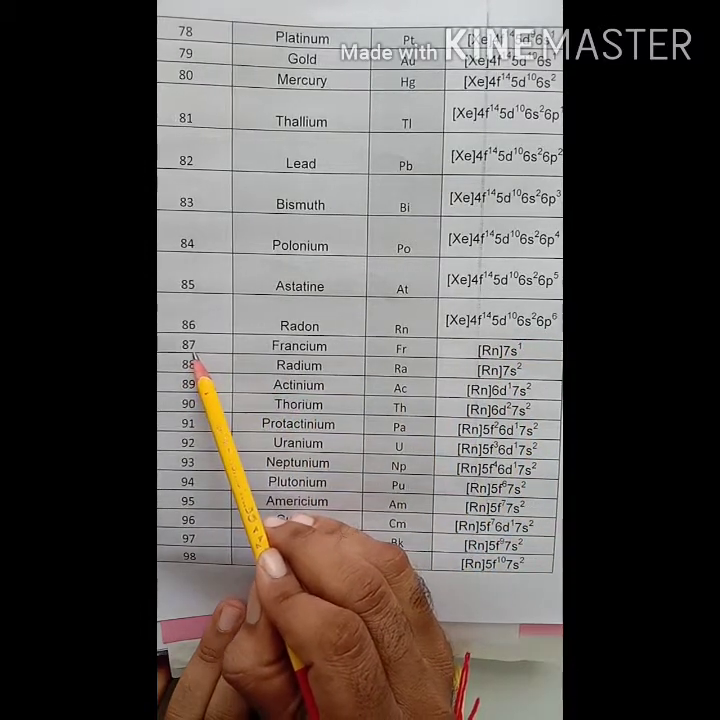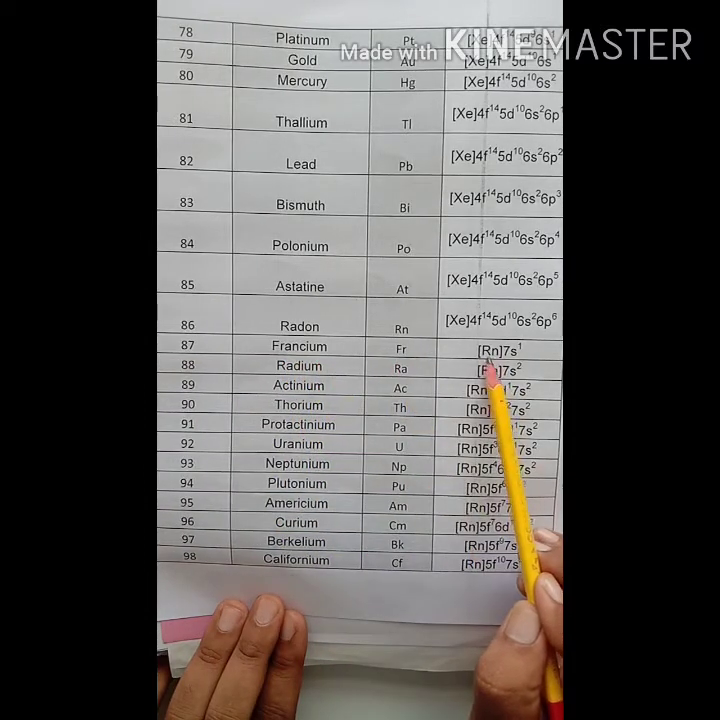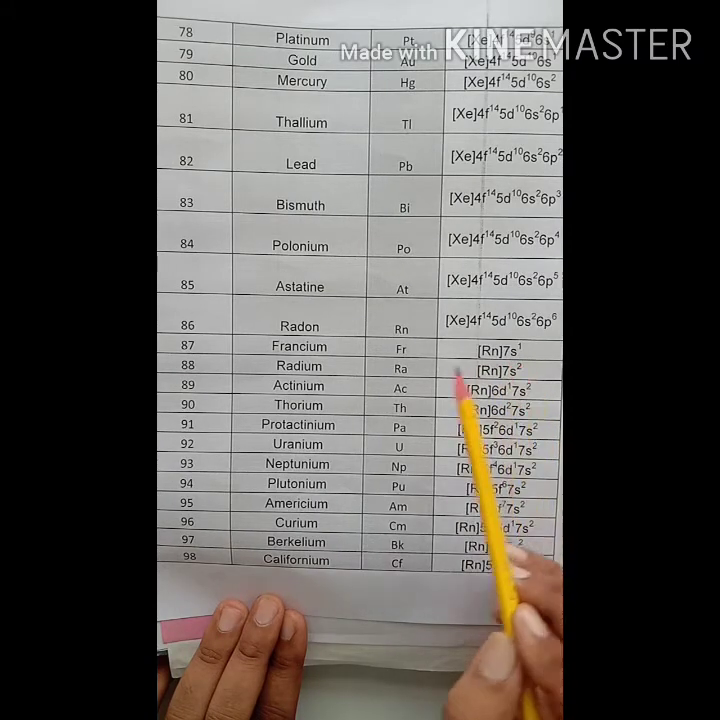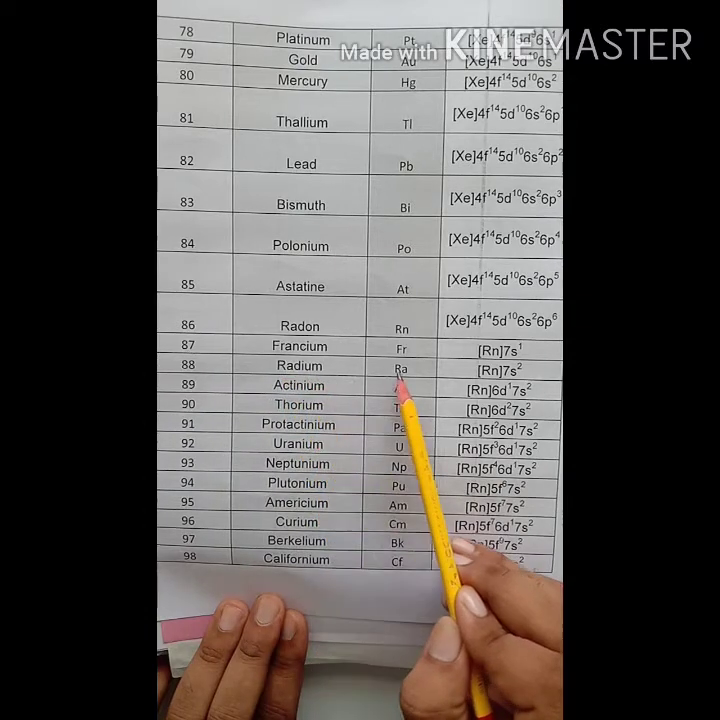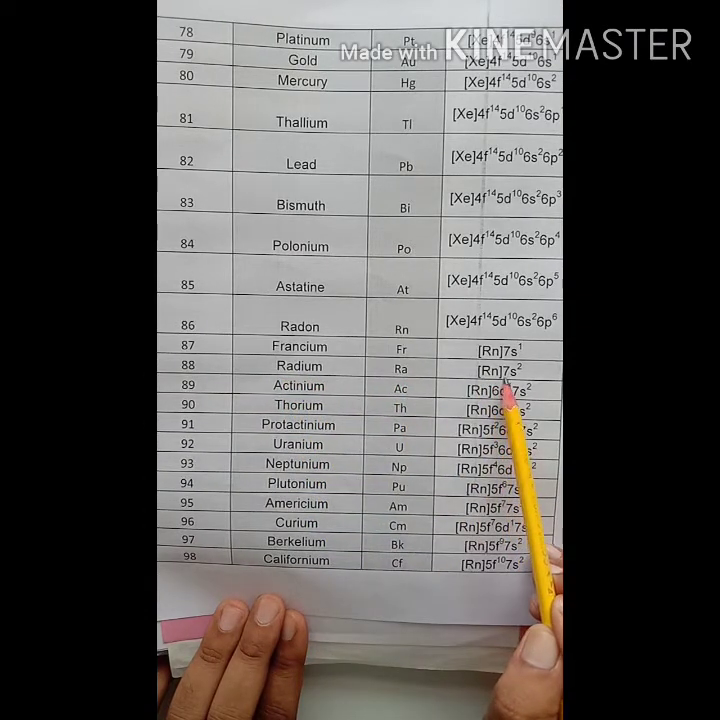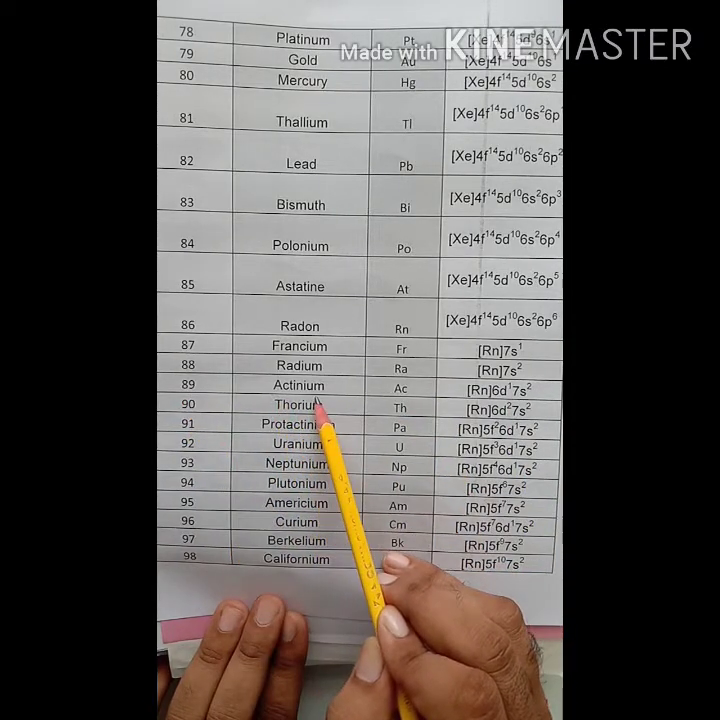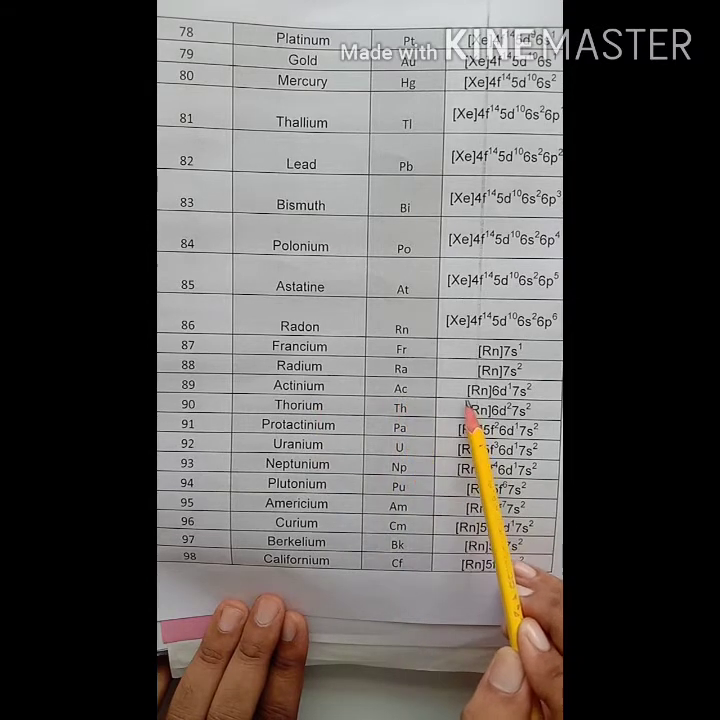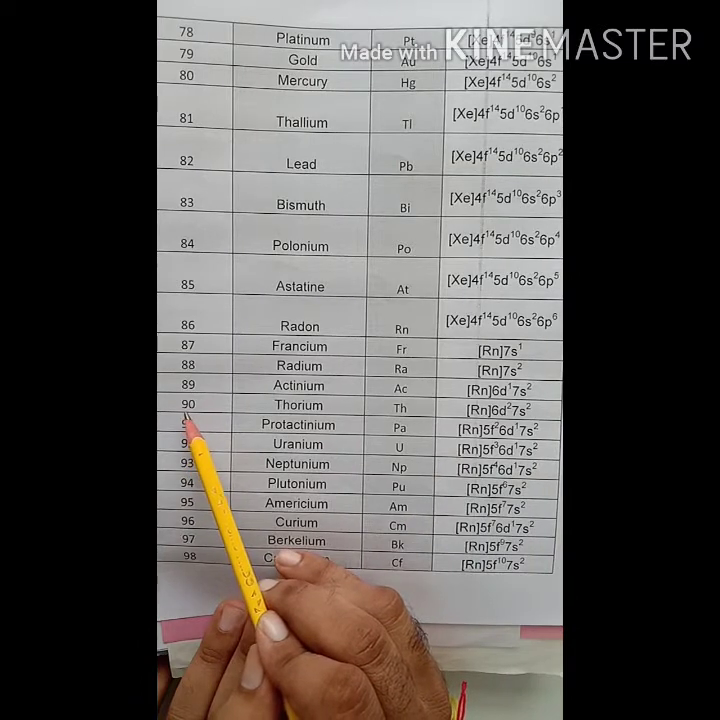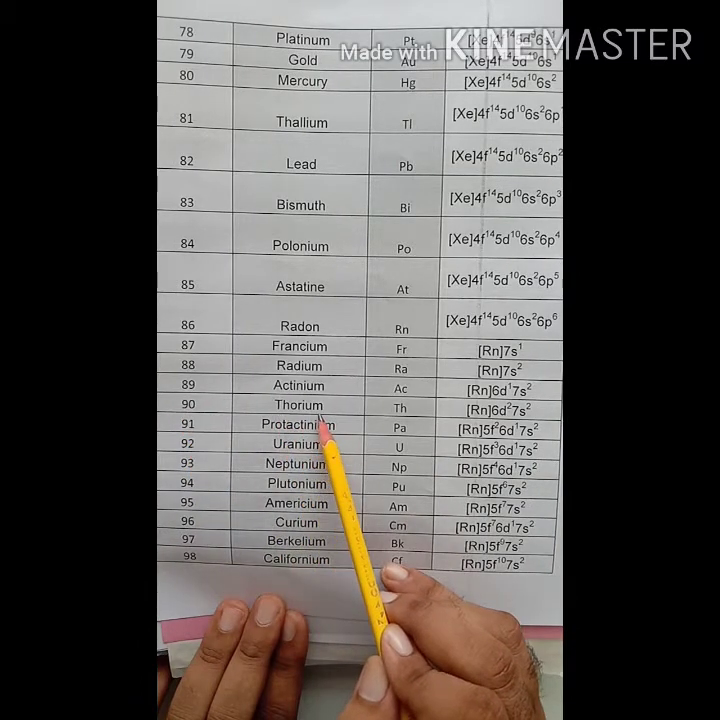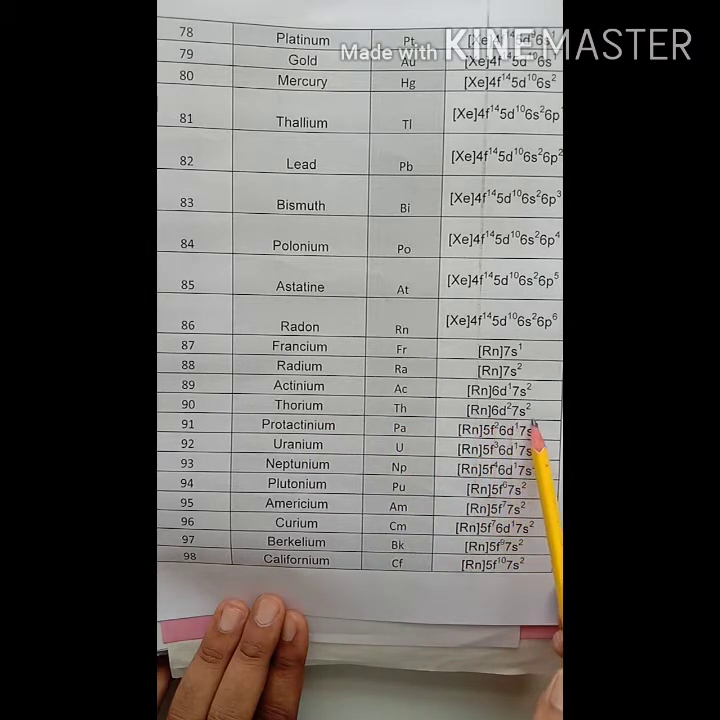The next atomic number is 87. Name of element is francium, symbol is Fr. Electronic configuration is Rn, 7s1. The next atomic number is 88. Name of element is radium, symbol is Ra. Electronic configuration is Rn, 7s2. The next atomic number is 89. Name of element is actinium, symbol is Ac. Electronic configuration is Rn, 6d1, 7s2. The next atomic number is 90. Name of element is thorium, symbol is Th. Electronic configuration is Rn, 6d2, 7s2.